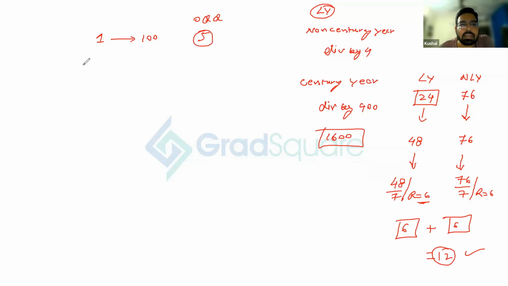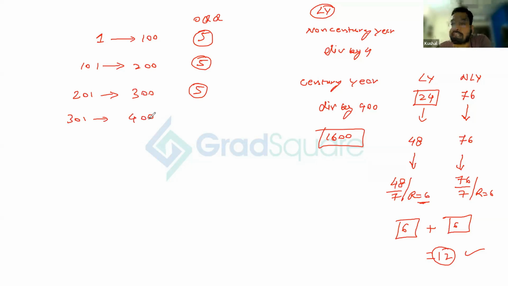Clear? Now, year number 101 to 200 will also have 5 odd days, because 101 to 200 will behave the same way as 1 to 100. You will have 24 leap years and 76 non-leap years. Clear? Now, 201 to 300 will also give me 5 odd days. Now, 301 to 400 will change. Why? Because the 400th year will turn out to be a leap year. That changed the construct of this 100 years.